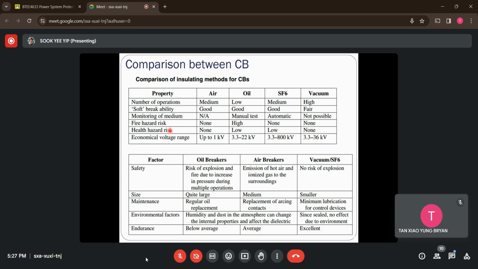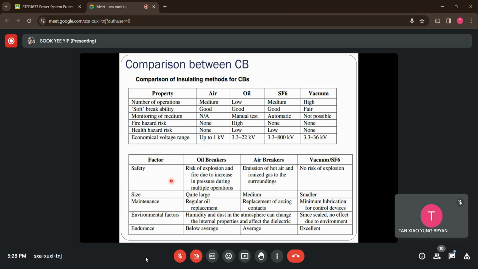The fourth item to be compared is whether these breakers give you a fire hazard or not. This is very obvious. Oil breakers can't escape from this situation, but the other breakers don't have such an issue. The next one is in terms of health hazard rates here. Mostly it is low, and air breakers here don't have a health hazard right now.